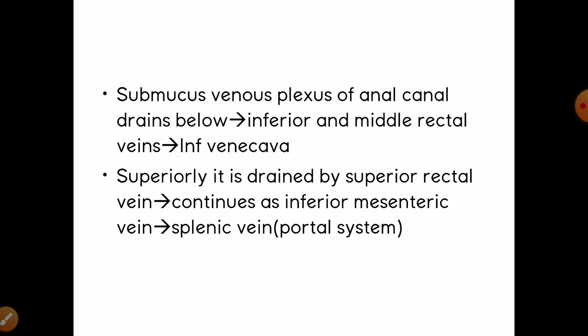In the anal canal, there are submucous venous plexus. These plexus drain below into the inferior and middle rectal veins, which ultimately drain into the internal iliac and inferior vena cava. Superiorly, the plexus is drained by the superior rectal vein, which continues as the inferior mesenteric vein and drains into the splenic vein. That forms a portal part of it.